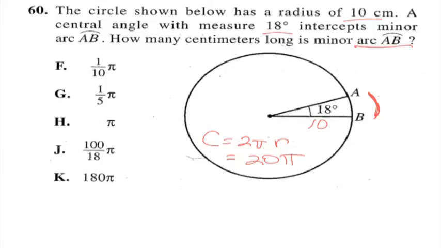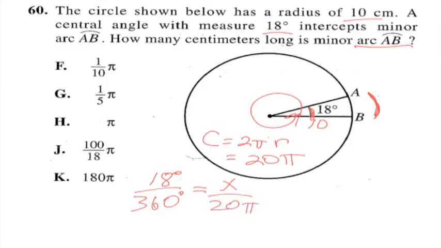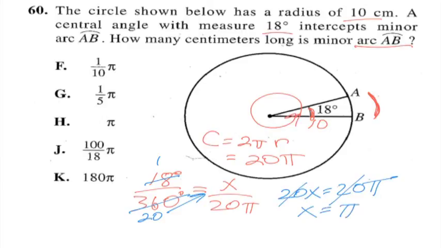That's my circumference. Now I need to know what this is. I have 18 degrees, which is my angle here, is to 360 degrees, which is the whole circle, as x is to 20 pi. Now, if you do just a little bit of math, I love doing the crossing outs because that makes it so much quicker. 18 goes into 18 one time, 18 goes into 360 20 times. So with this, I end up with cross multiplying 20x is equal to 20 pi. Cancel out the 20s and I get x equals pi, which makes the answer H for number 60.